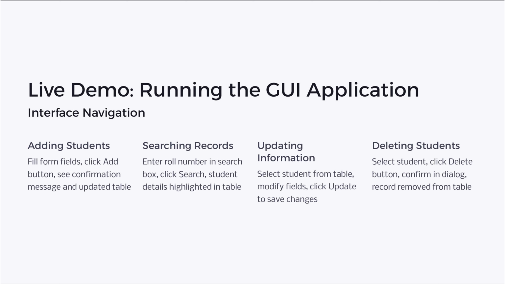Navigate the GUI by filling form fields to add students, then click Add to see confirmation and an updated table. Search records by entering a roll number, highlighting details in the table. Update information by selecting a student, modifying fields, and clicking Update. Delete students by selecting, clicking Delete, and confirming removal.